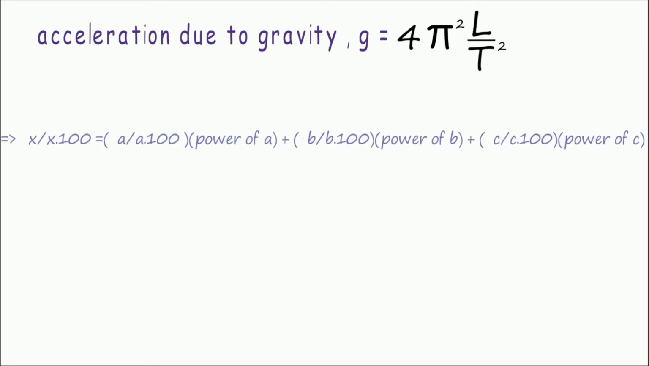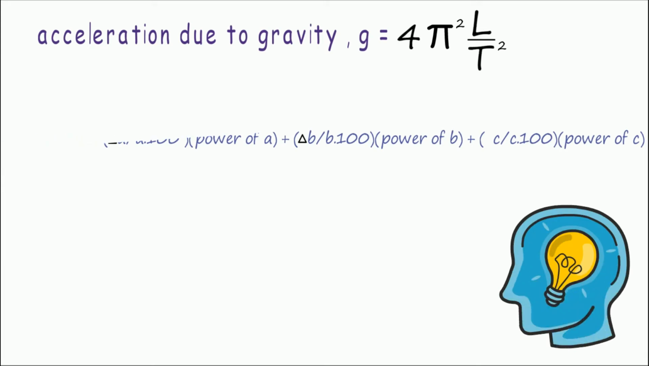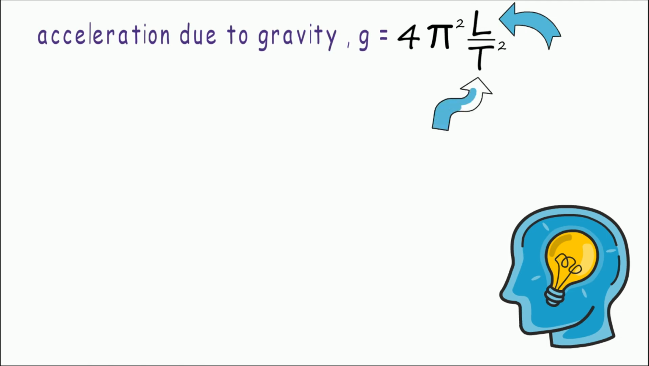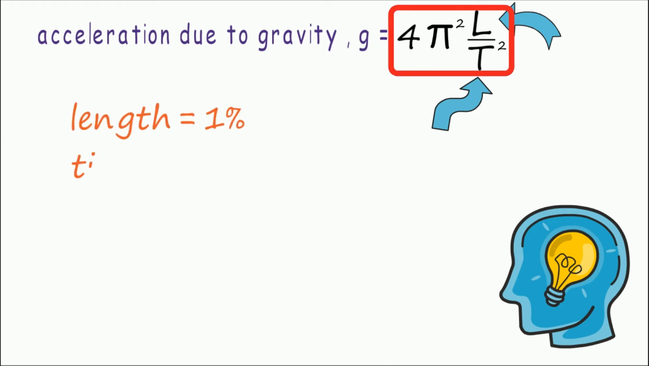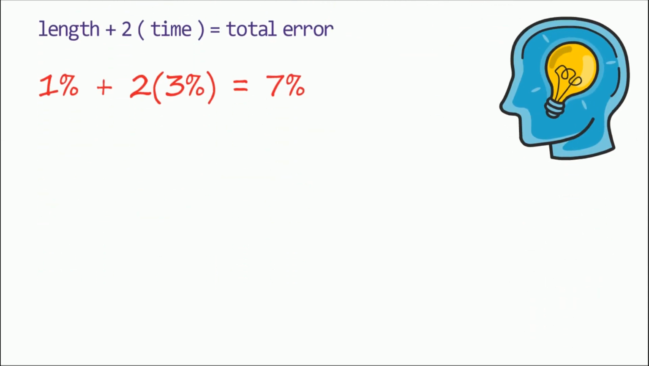And this formula could be used to find the total measurement error. But let's find an intuitive way of solving this problem. Now it doesn't matter where the error is. It can be in the numerator or the denominator. All that matters is how many times the error occurs in the original formula. So we can see that there is an error of 1% while measuring the length of the pendulum and an error of 3% while measuring the time taken for one oscillation. So when we add all the errors together, we get the total error, which is 7%.